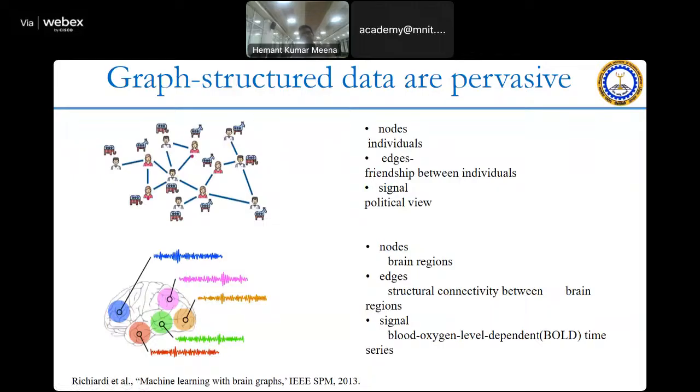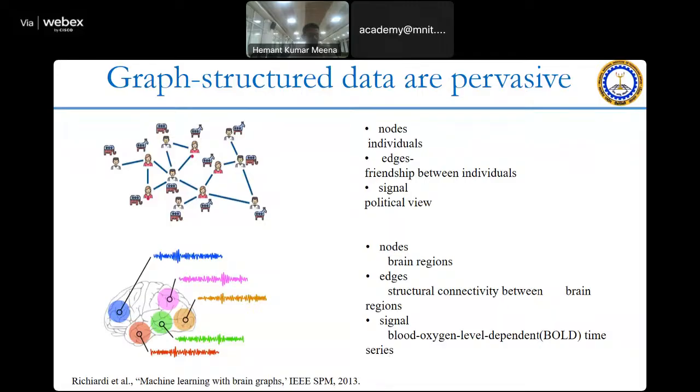Another example you can see. Now we talk about our human network, our social network. What we are saying here is that nodes are the individuals. What are the edges? Friendship between individuals. If somebody interacts with them, or somebody knows another person, or somebody is in a friend list, then there is an edge.